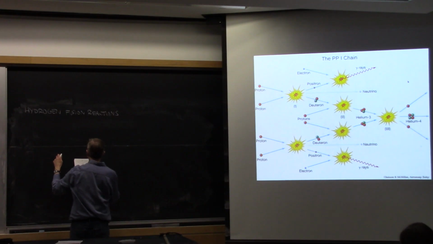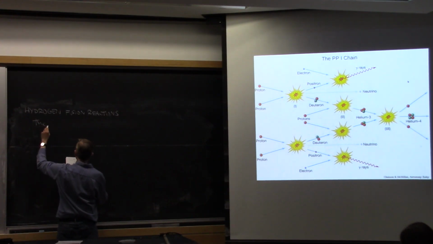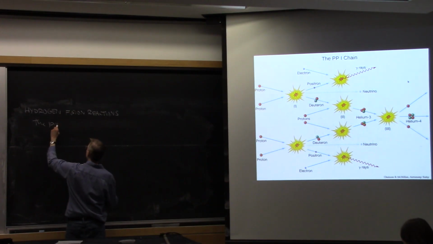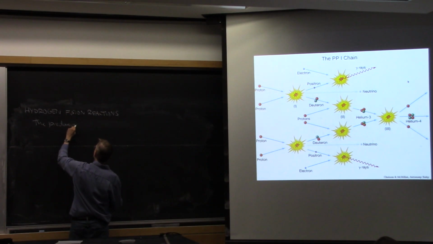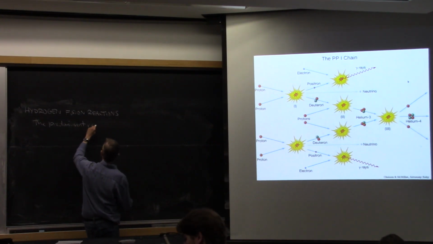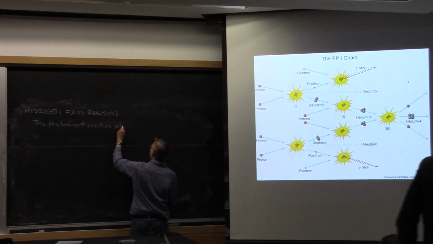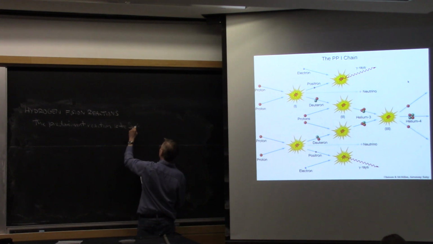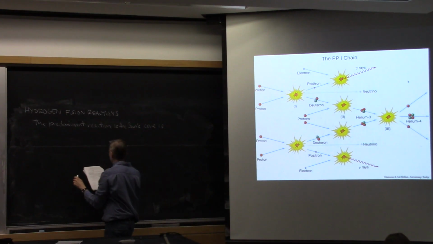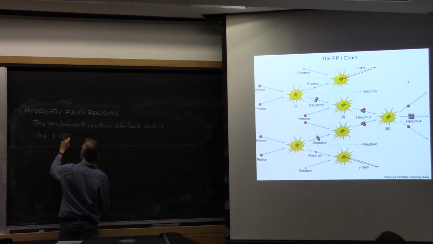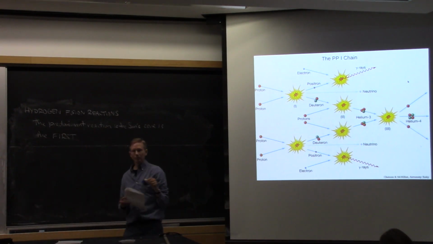So, the predominant reaction in the sun's core is the first proton-proton chain. If you've taken Astronomy 111, I just said the proton-proton chain.